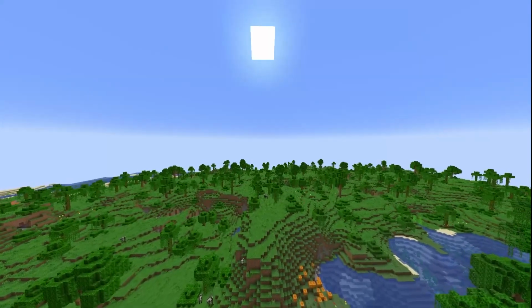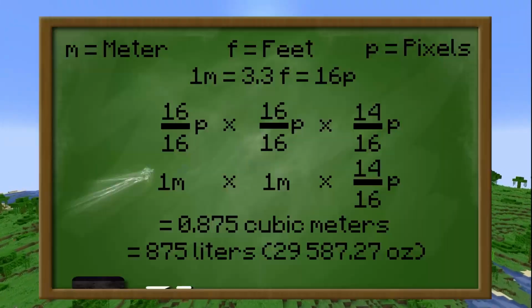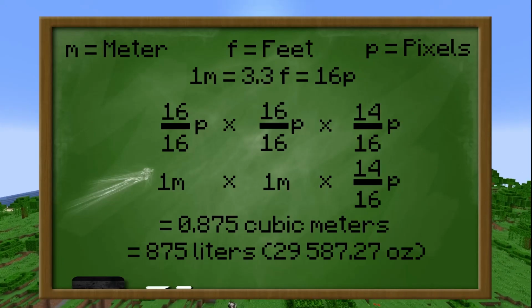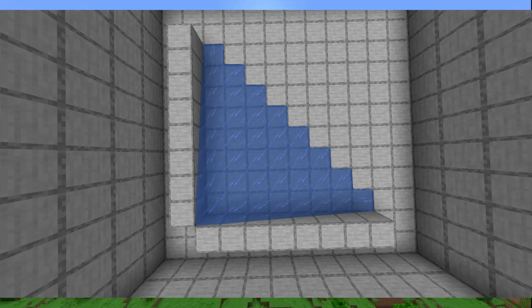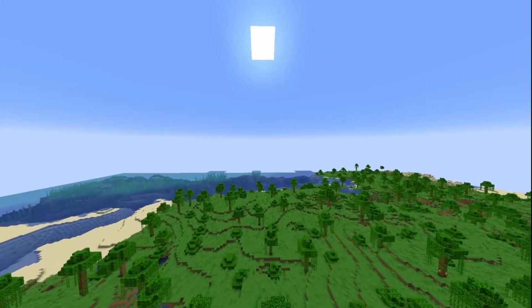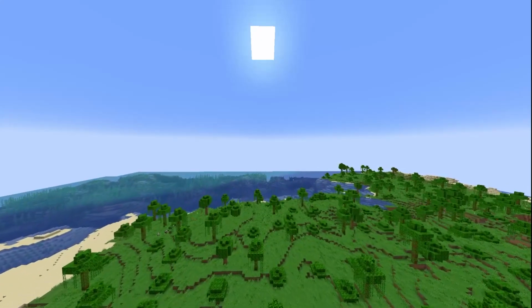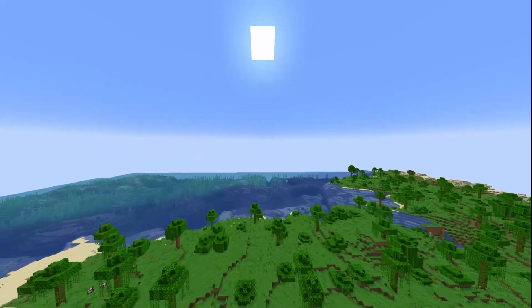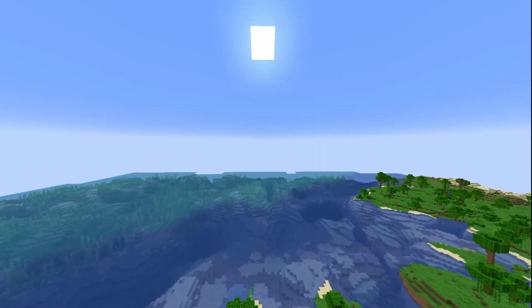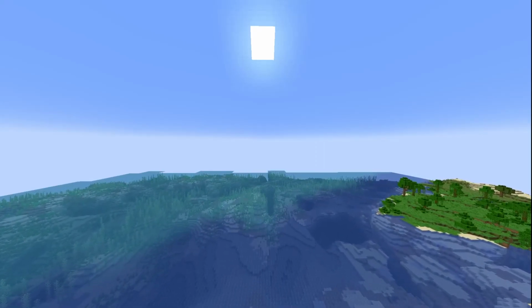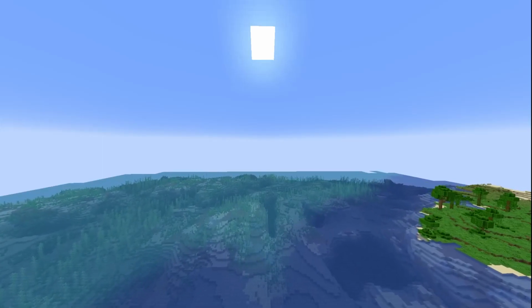A quick thing before I talk about the calculations, if you may or may not already have typed it in the comments. One source block, as we found out, is 875 liters. But if we now let the water flow, the original source block is still 875 liters. And it now flows 7 blocks from the center. And that will be around 4,300 liters, only in 8 blocks. And that includes the source block and only a straight line, as I've tried to show here.